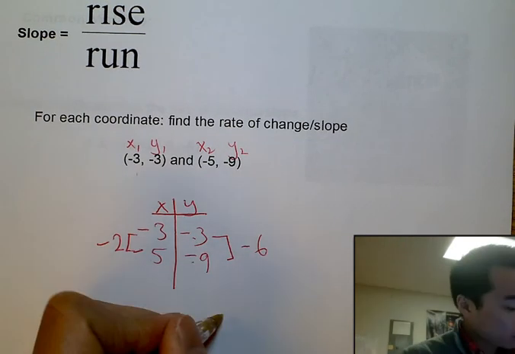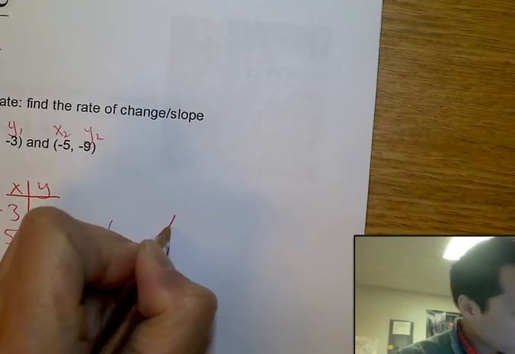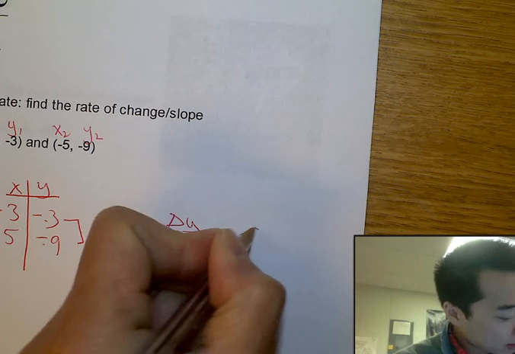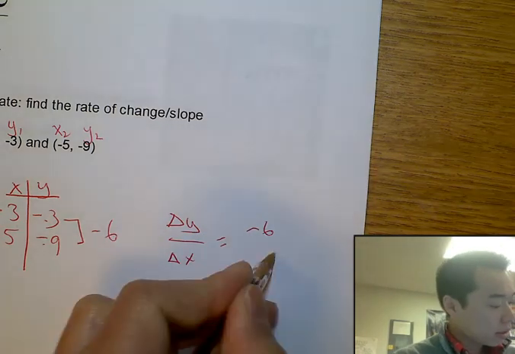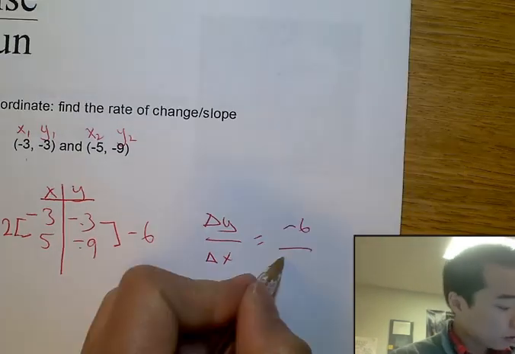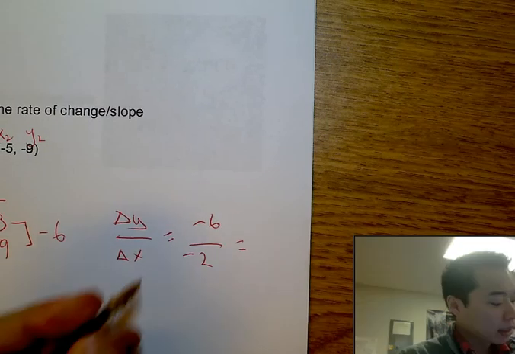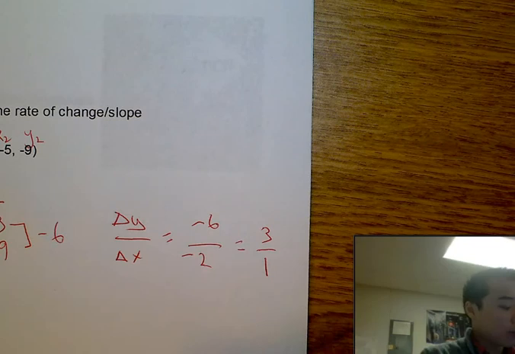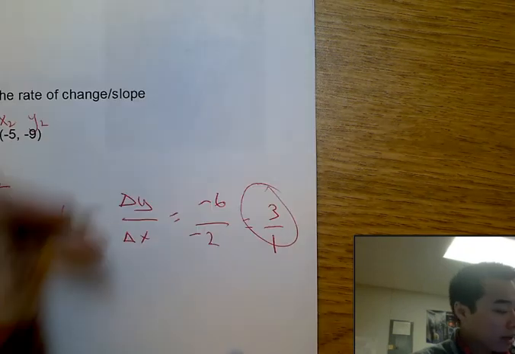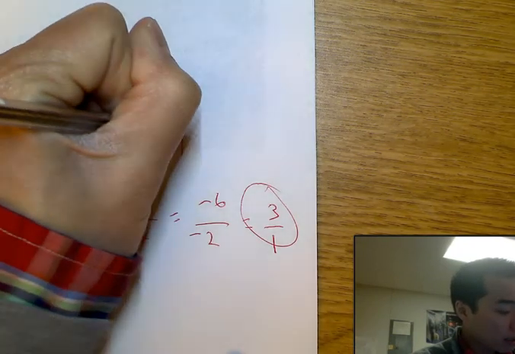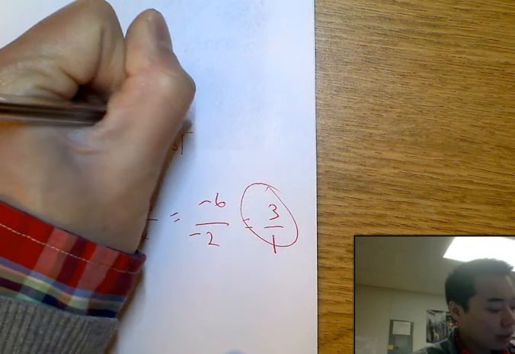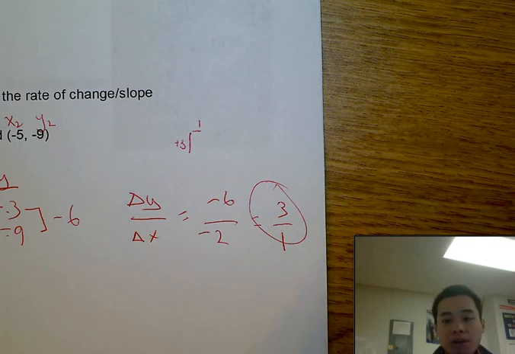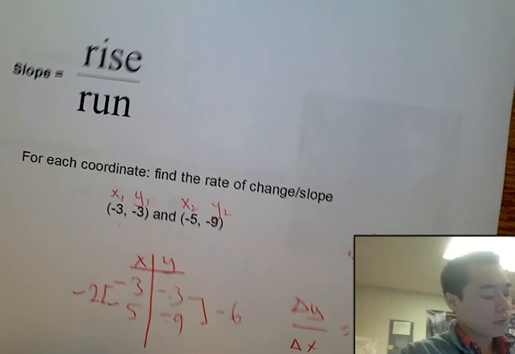So what was slope defined as? Change in y over change in x. Change in y is negative 6. Change in x is negative 2. I simplified that down: negative 6 over negative 2 is 3. Some students like to write it as a fraction, 3 over 1. This just means if I'm going to graph it somewhere, I'm going to go up 3 and over 1. Slope is just a unit of change, a unit of rate. It tells me how to move, kind of like our distance formula.